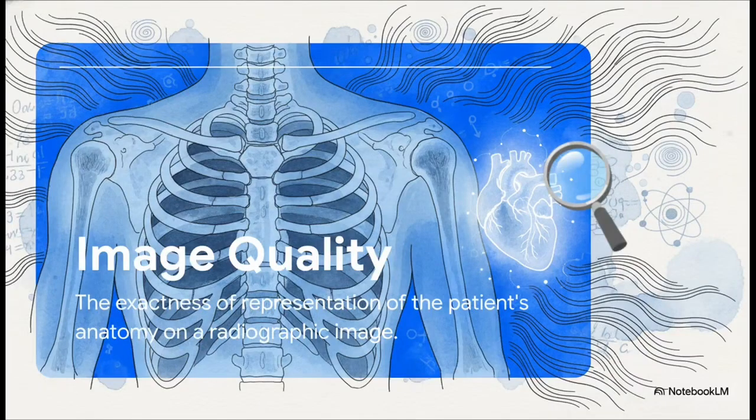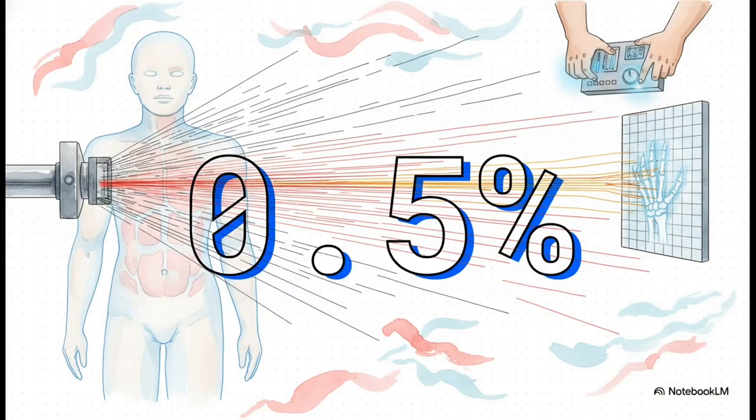Now, before we even get into the weeds of how X-rays are actually made, we have to keep our eyes on the ultimate prize, radiographic image quality. This is the exactness, the absolute fidelity of the patient's anatomy represented on the image. We need this pristine clarity so radiologists can make accurate diagnoses. And that means every single law of physics we talk about today is being manipulated by the radiographer to perfect this one thing.